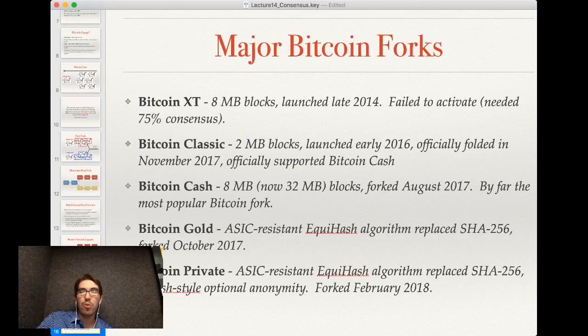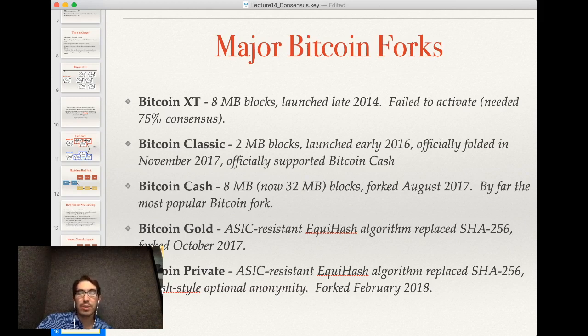Some major Bitcoin forks, there have been a lot of smaller ones. There was Bitcoin XT, where the idea was to increase the size of blocks from 1 meg to 8 meg. In order to do this, 75% consensus was required. This was marked by setting a value in mined blocks. It had failed to activate. Bitcoin Classic launched in early 2016 and ran for a little over a year. The idea was just to change 1 meg blocks to 2 meg blocks. They eventually officially folded and now support Bitcoin Cash.